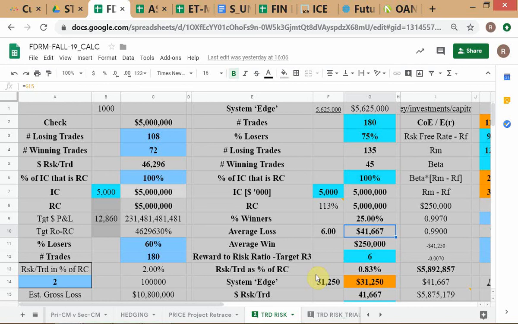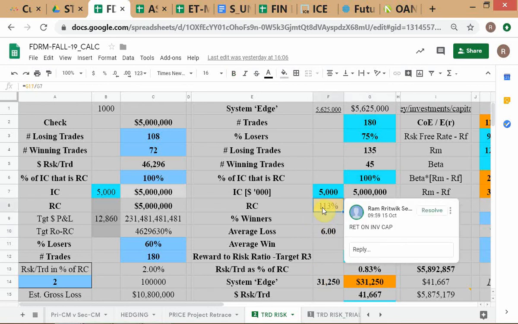Nothing changes. This whole calculation of the system edge is totally based on a few variables: total number of trades, and percentage losers, which automatically gives you percentage winners. Then you have an R3, which gives you the average win. In terms of process, the investor will have some kind of expectation, say I want 113% return, and that multiplied by the invested capital will give you the dollar amount of profit you need to make.